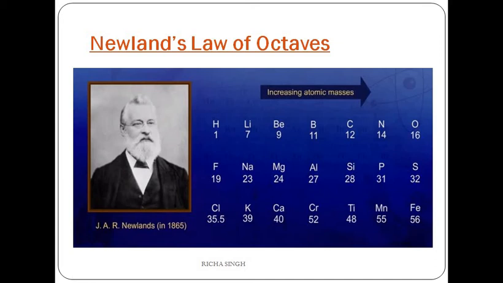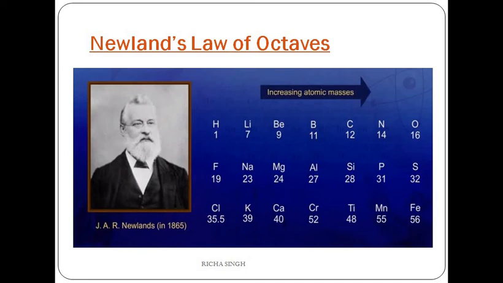Means first and eighth were having the same properties, second and ninth elements were having the same properties. Thus, he observed that there was a resemblance in the properties of first and eighth, second and ninth, third and tenth, and so on. So, according to Newlands, when elements are arranged in order of increasing atomic masses, there is a repetition of properties of every eighth element to the given element.